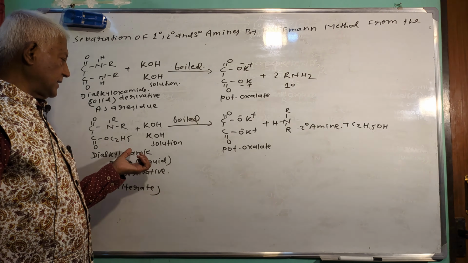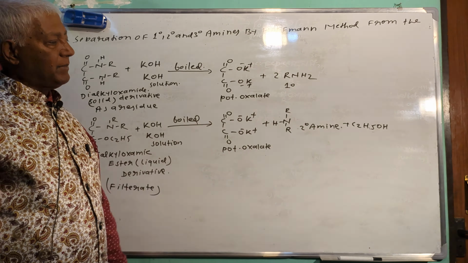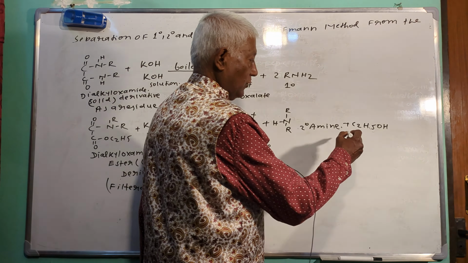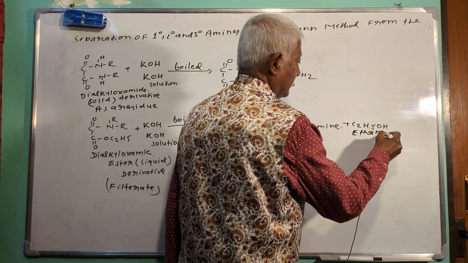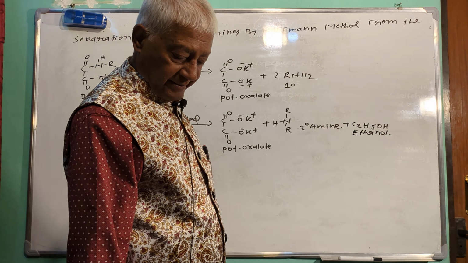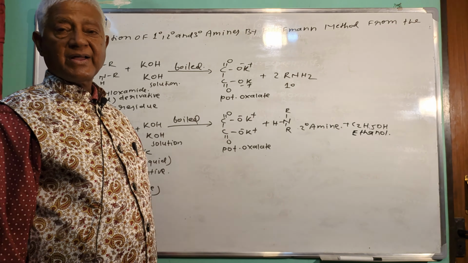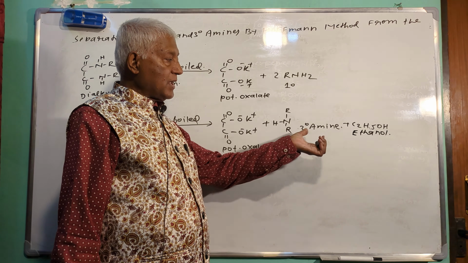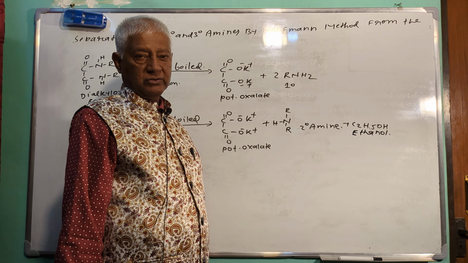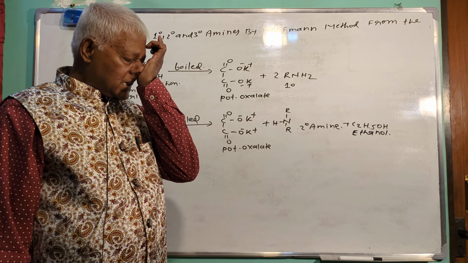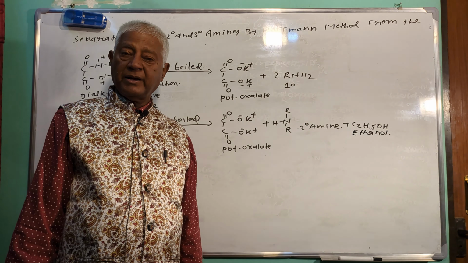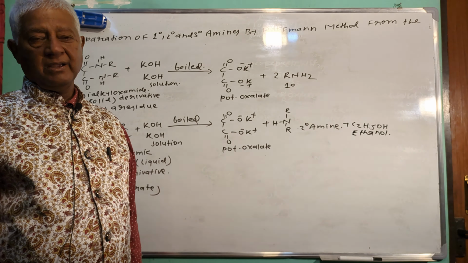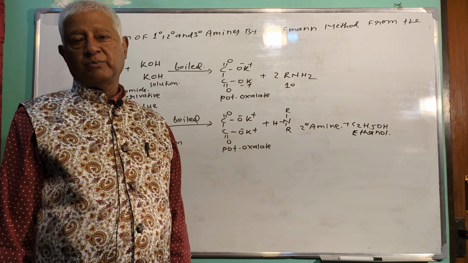Now from the liquid derivative, we can separate secondary amine as well as ethanol. We can isolate it by fractional distillation. After fractional distillation, one portion is secondary amine and another portion is ethanol. So by this method, we can separate first degree, second degree and third degree amine from the given mixture by Hoffmann's method. Very, very important. Thank you for watching this video.